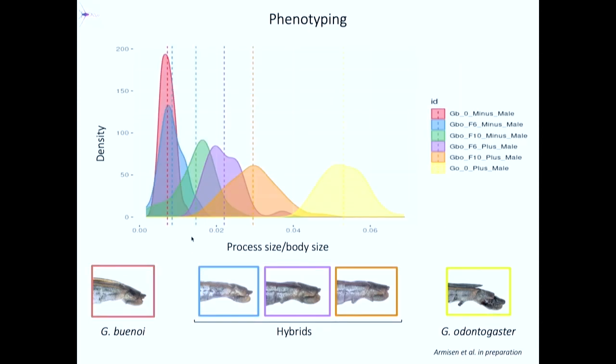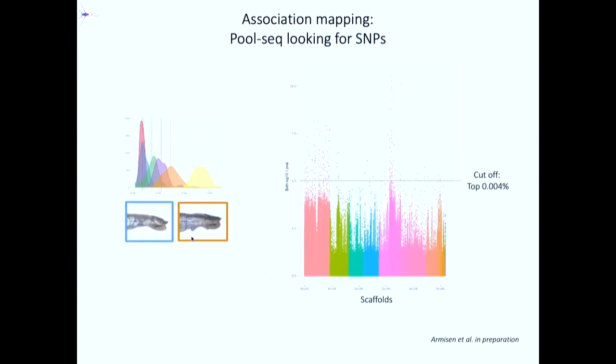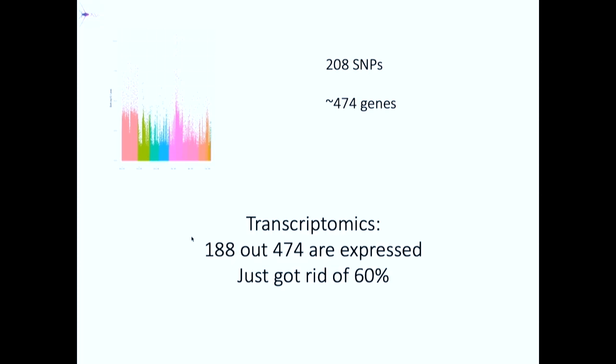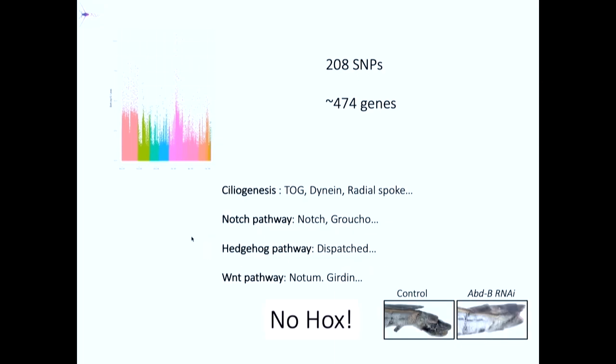We did some association mapping with this, and I'm going to make a long story short. Basically, we found about 200 SNPs that are associated with about 400 genes, which we filtered in all kinds of ways using comparative transcriptomics and other data sets. And we tried to figure out which genes are there. So the first observation is there are no Hox genes among those genes that harbor SNPs.